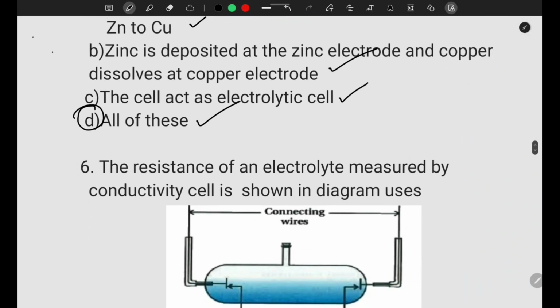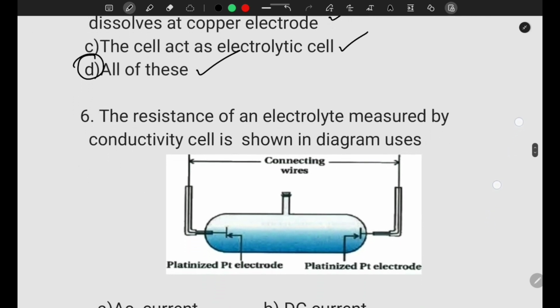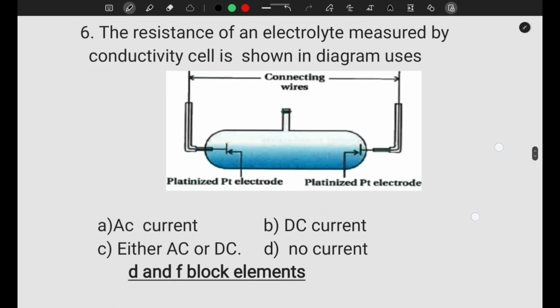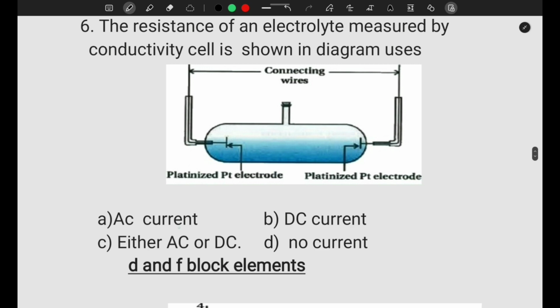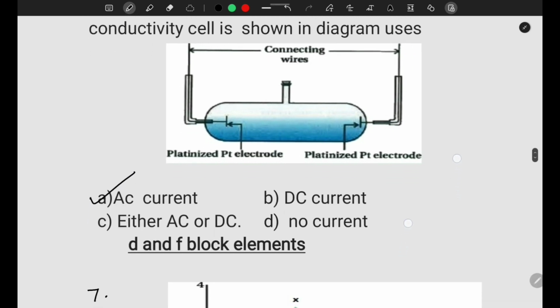The resistance of an electrolyte measured by conductivity cell is shown in the diagram. This cell uses AC current, DC current, either AC or DC, or no current. So we know if you are using direct current, the composition of the electrolyte will change. That is, the electrolyte will undergo electrolysis. Because of that, we cannot use direct current, so we have to go for alternating current. So we are using AC current.